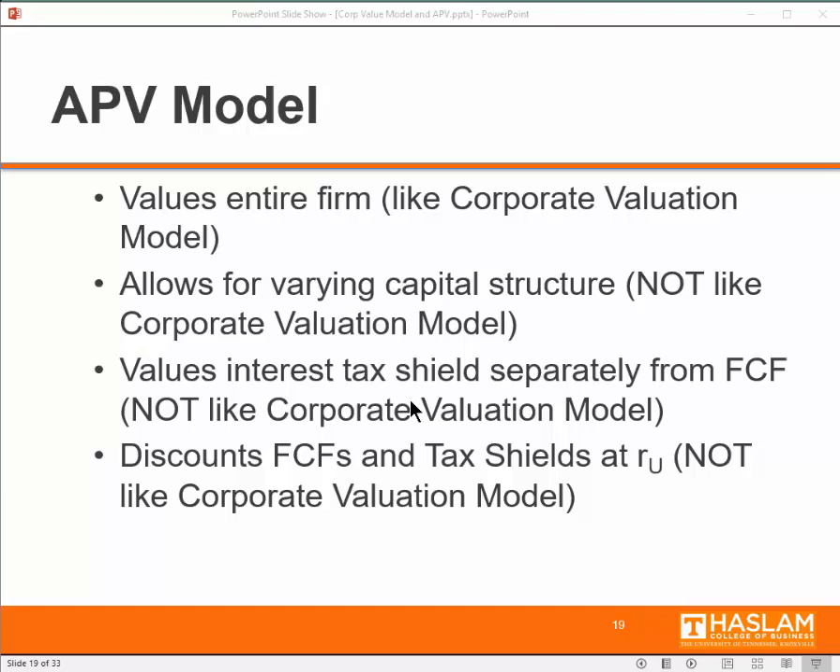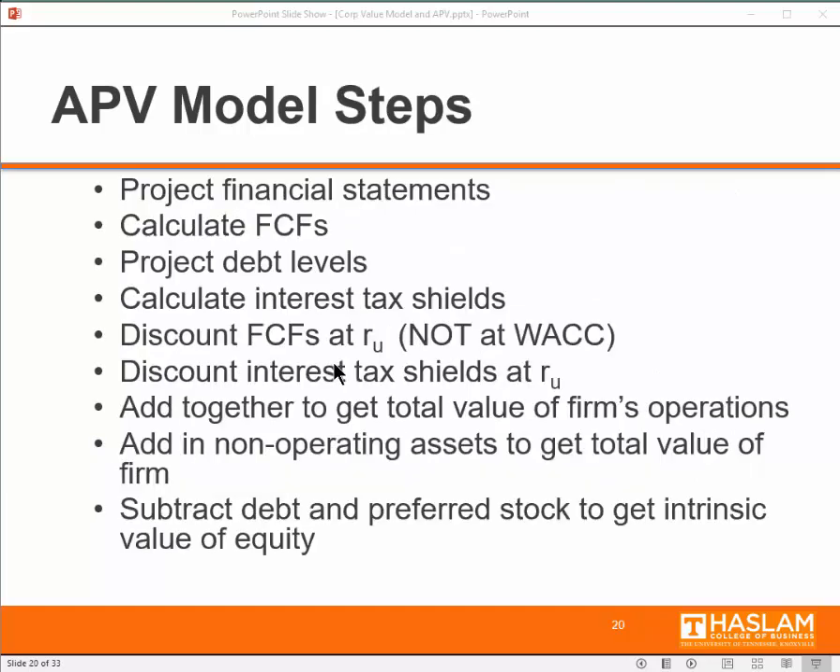So it uses a different discount rate, RU, than does the corporate valuation model, which uses the weighted average cost of capital. So there are some significant differences as well, although the programming in Excel looks actually pretty straightforward. It only requires a couple of extra steps to do the APV model. So the APV model steps, and again, many of these are like, but not exactly the same as, the steps in the corporate valuation model.